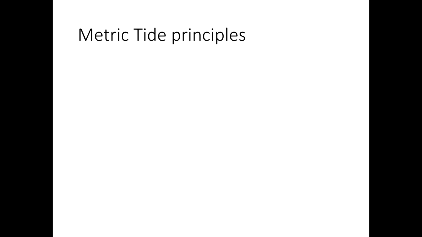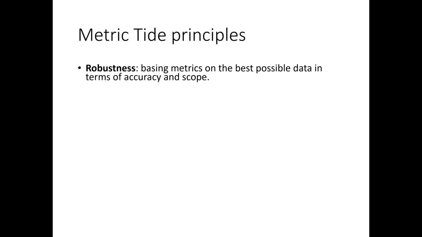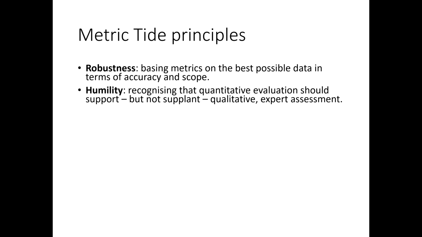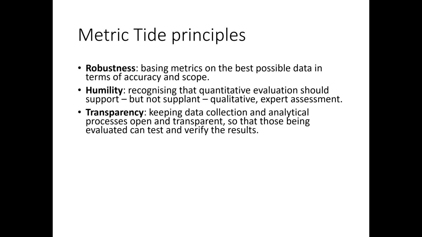I just want to start by reminding you of the metric triad principles for using altmetrics. These were not mentioned yesterday, but are an important thing to bear in mind when you're using indicators, any type of indicator to help with research evaluations. So the principles include robustness, making sure that you're using the best quality data in terms of accuracy and scope. Humility, recognize that whatever numbers you produce should only support expert assessment but never replace it. The numbers are never good enough to replace the opinions of an expert.